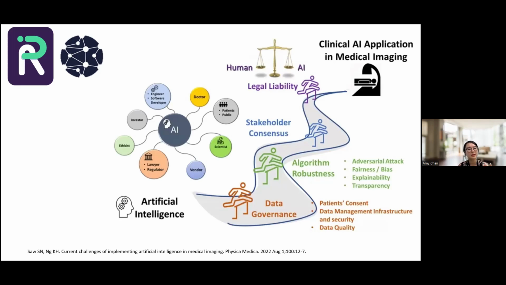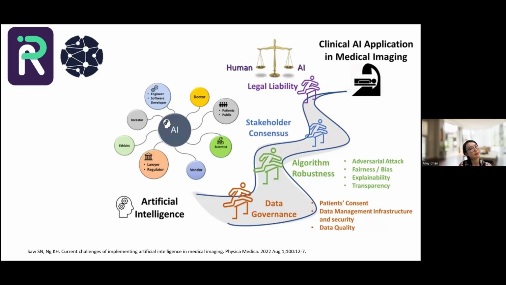I tried to find a diagram for this webinar that really illustrated all the things I talked about. Couldn't really find one, but this one's pretty good. It was really around clinical AI application and medical imaging, but I found a lot of the things we talked about are encompassed in this diagram.